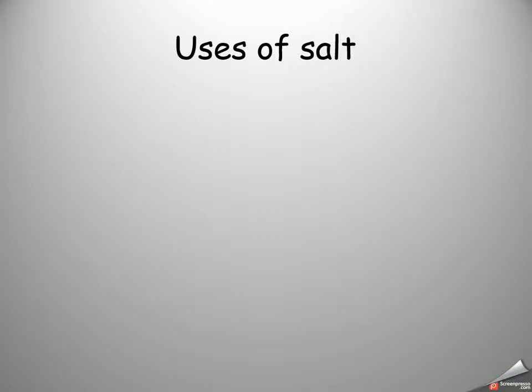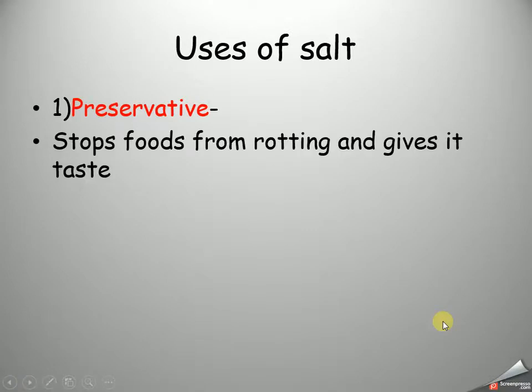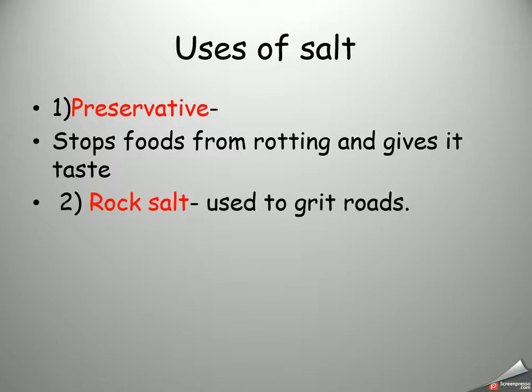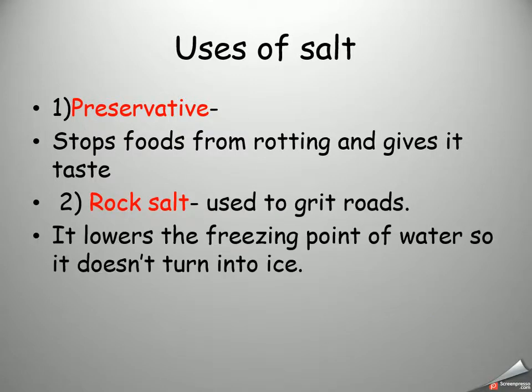Uses of salt. Okay, so it's used as a preservative, which stops food from rotting and gives it a taste. And rock salt is used to grit the roads. By the way, guys, these are just the uses of how salt is actually used. Preservatives stop food rotting away and give it a nice taste. And rock salt, that's those big trucks that put salt all over the roads when it's really cold.